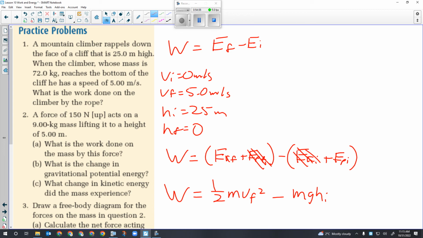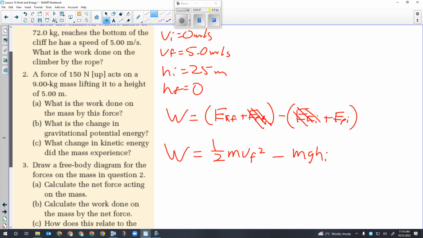That's bad. So in this case, we were slowing ourselves, and we're calculating essentially how much heat friction is going to build as the rope goes through the carabiner. So we will have 1/2 times 72 times 5 squared minus 72 times 9.81 times 25.